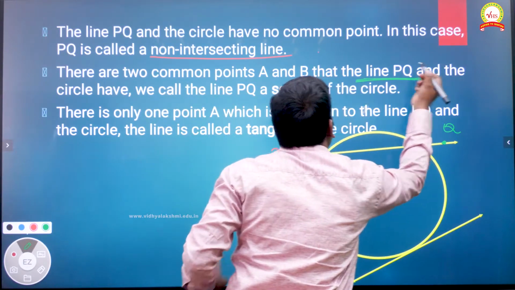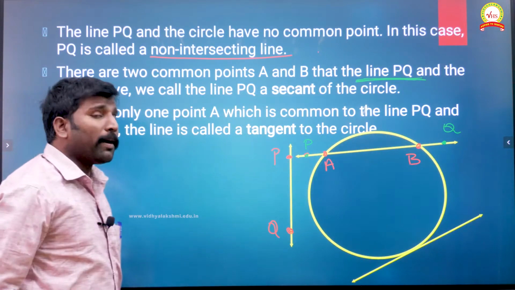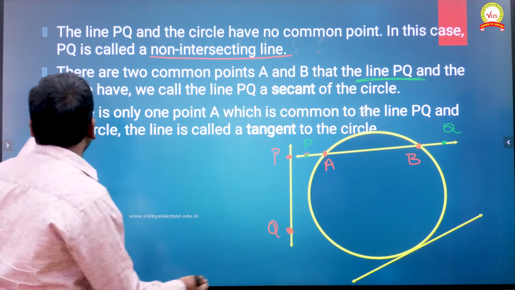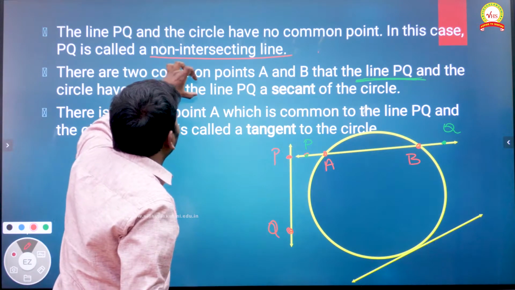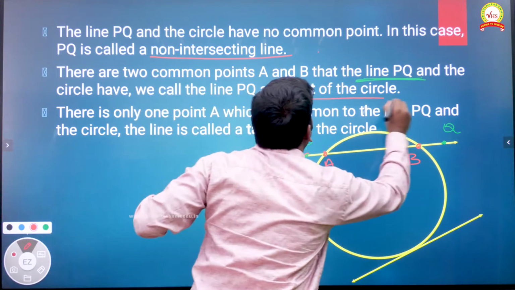See, there are two common points A and B on the line. The word is very, very important. This is a line, not a line segment. This is line PQ, and this circle has it, so we call the line PQ a secant of the circle.